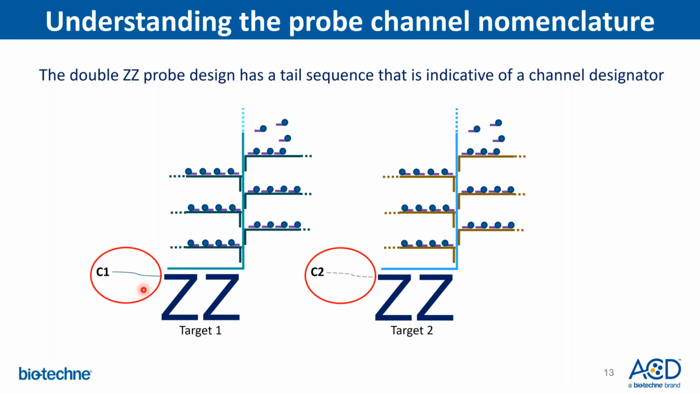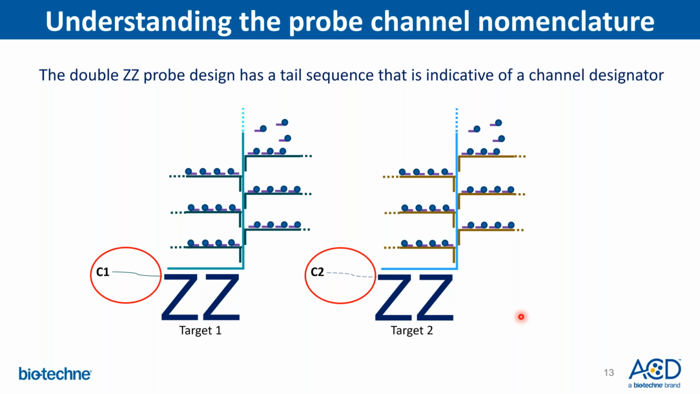Or in other words, an amplification tree for a channel 1 probe is going to be specific to a channel 1 probe and will not recognize a channel 2 probe, and vice versa. So this tail sequence is what contributes to the specificity and avoids cross detection when you're looking at multiple RNA biomarkers at the same time.